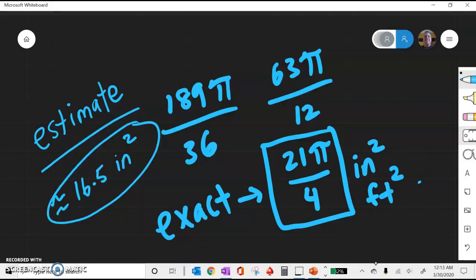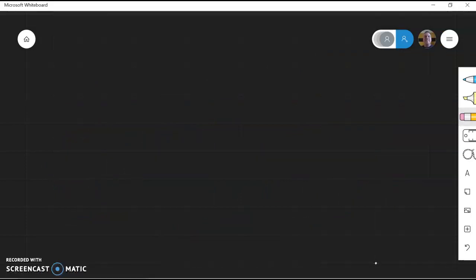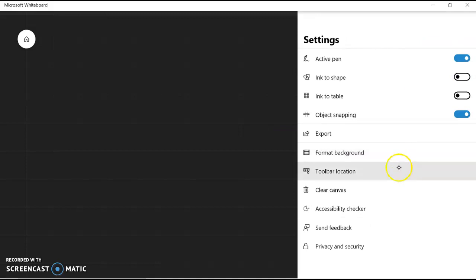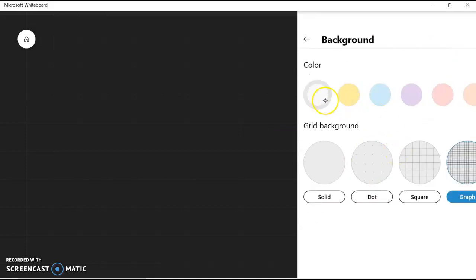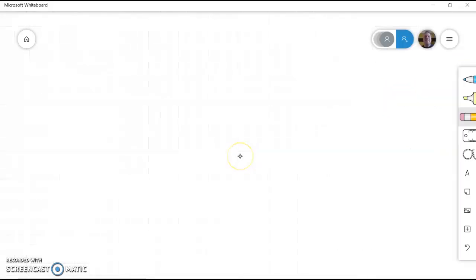Okay, let's erase all this stuff. And maybe, let's see, format the background. Let's get a different color in there. Solid. There we go. That's better. A little bit better.